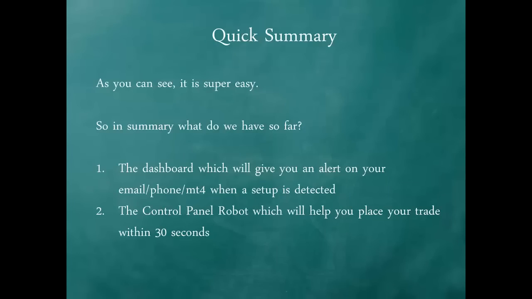Okay? And number two would be the control panel robot, which will help you to place your trade within 30 seconds. Remember what I said? If your setup is taking more than a minute, we can do it even 30 seconds, that's a bad setup. If you find yourself convincing, is that a trend line? Maybe yes, maybe no. That's bad. It has to be clear. And about clear, I'll show you in a few minutes.